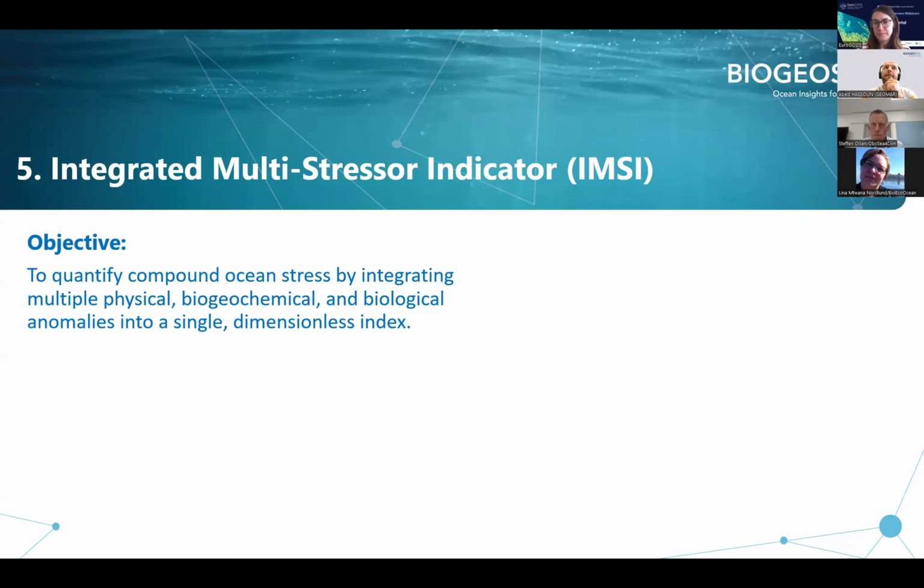And finally, the fifth indicator is the integrated multi-stressor indicator. And this is actually a product that we are trying to produce across the three sister projects. So BioGOC, together with the three sister projects that were highlighted here, aims to quantify compound ocean stress by integrating multiple physical, biogeochemical, and biological anomalies into a single dimensionless index.